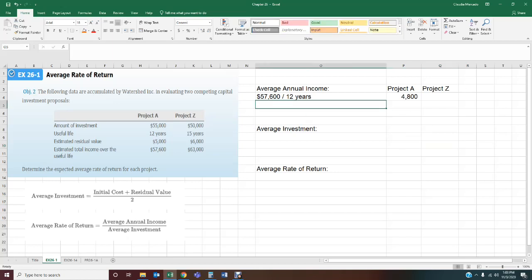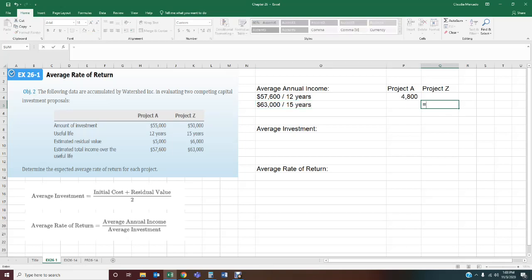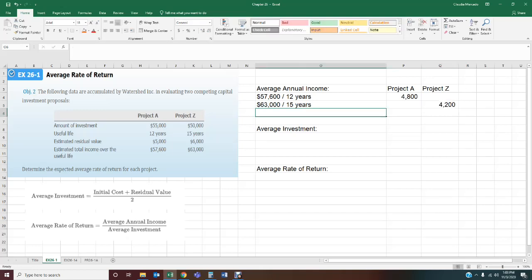I'm going to do the same thing for project C. For project C, my income is $63,000. And then project C is going to last me 15 years. Okay. So I'm going to calculate that over here, 63,000 divided by 15 years. So that's going to give me an average annual income of $4,800 for project A, of $4,200 for project C.